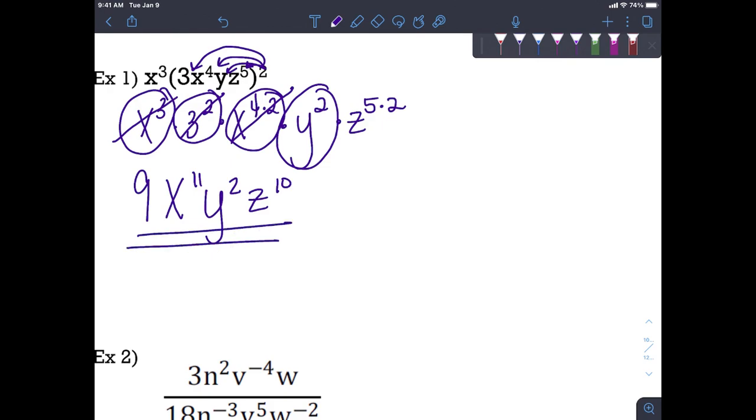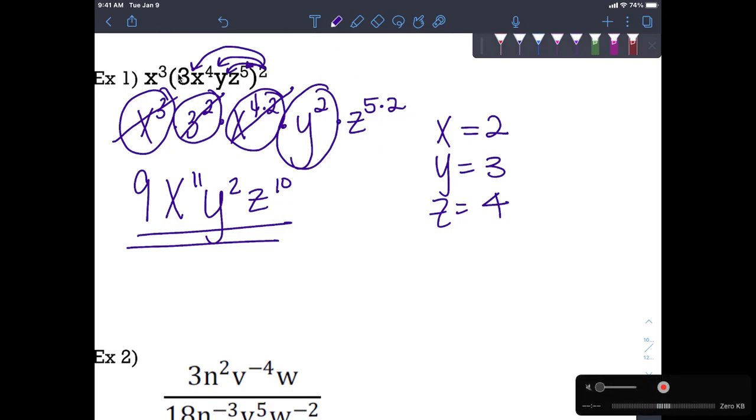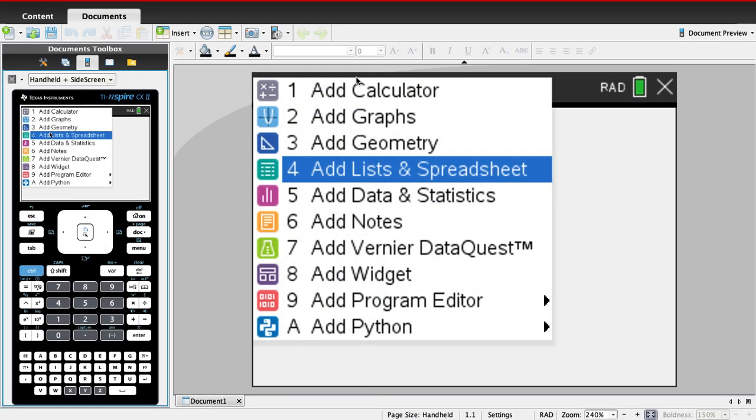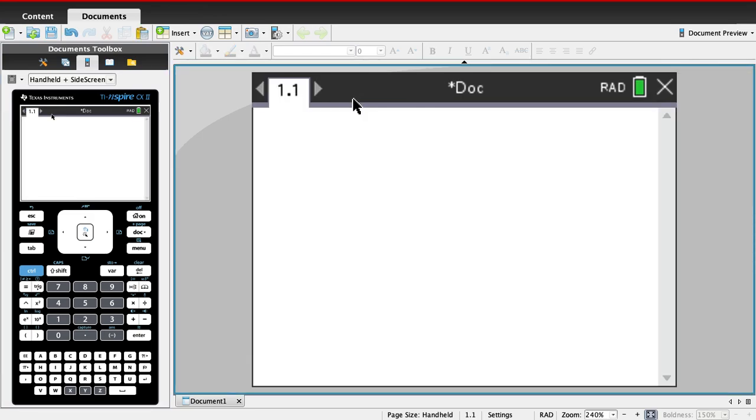And I'm done. Now, of course, I can test this in my calculator, but I have to assign values to each one of these. I always start at 2. So let's go ahead and get that tested. And let's go ahead and head over to a calculator page. So first thing I'm going to do is type in that first one. I'm going to replace all of my x's with 2's, my y's with 3's, and my z's with 4's.